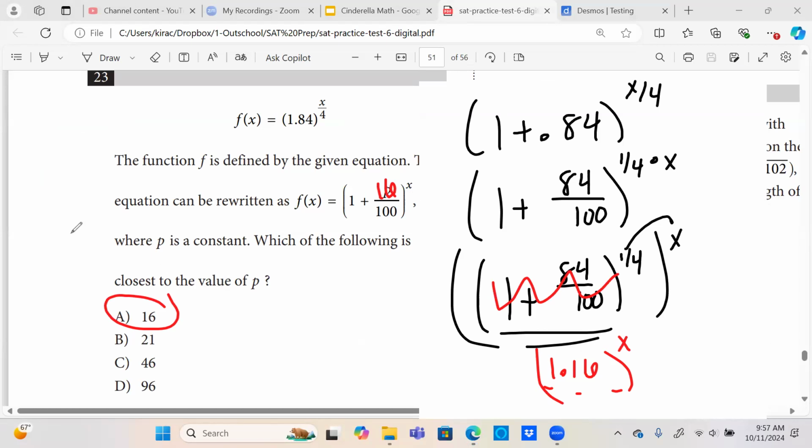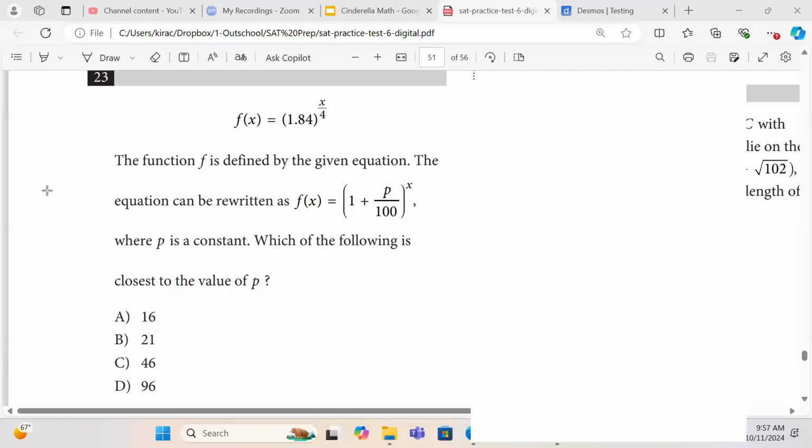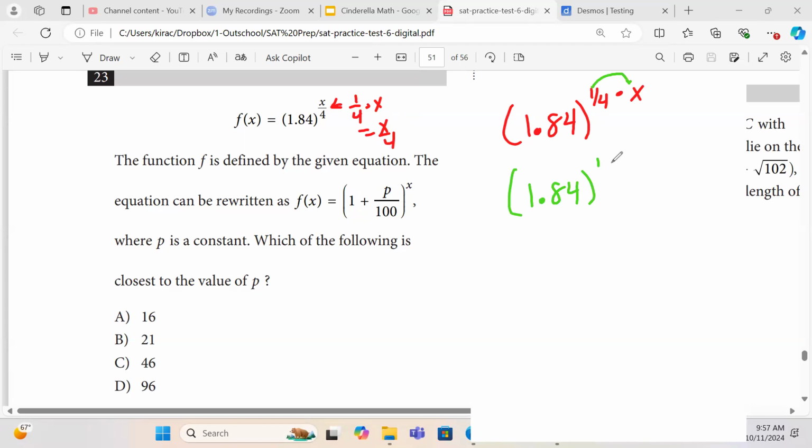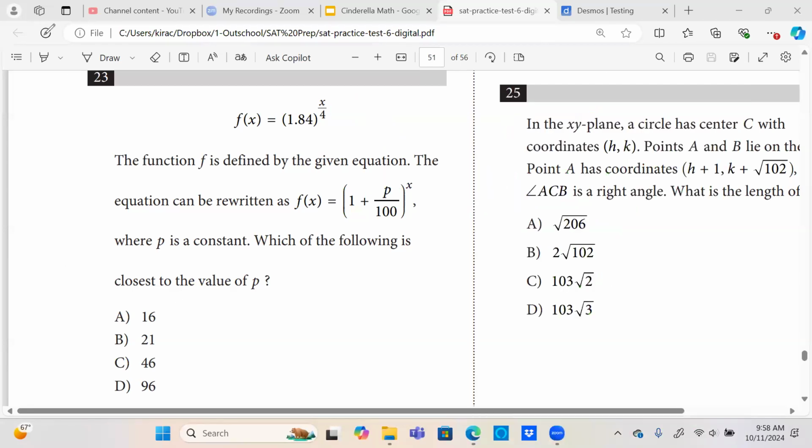Let me try that again. If you got it, fast forward me. We can rewrite the original as 1.84 to the 1/4 times x, right? Because isn't this just 1/4 times x? That is x over 4. We're allowed to do that. So when we have a power and a power, we can do them like this: 1.84 to the 1/4 to the x. That's the power rule. You can put this through a calculator, and that's approximately 1.16 to the x, giving this to be 16. Ew, that's ugly. Doable once I got the hang of it.